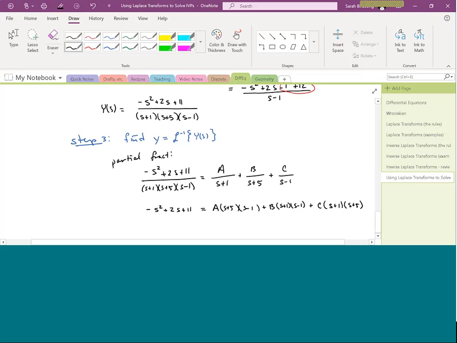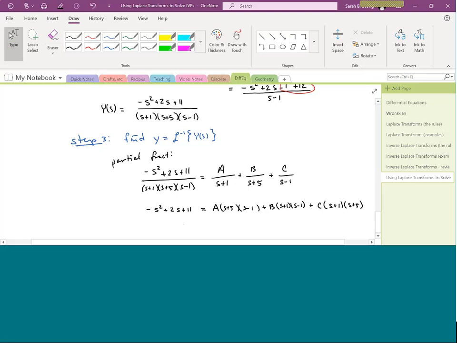So your special values that you'd plug in: 1 would cancel the first two terms, and you'd be able to solve for c. Plug in negative 1, that would cancel the last two terms, and you'd be able to solve for a. And plug in negative 5, it would cancel the first and last terms, and you'd be able to solve for b. And I'm just going to give you what a, b, and c actually equal.